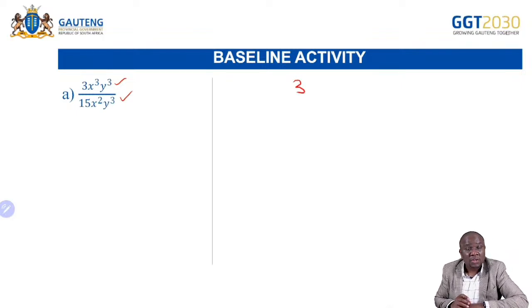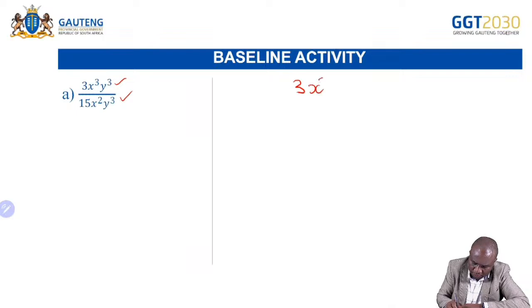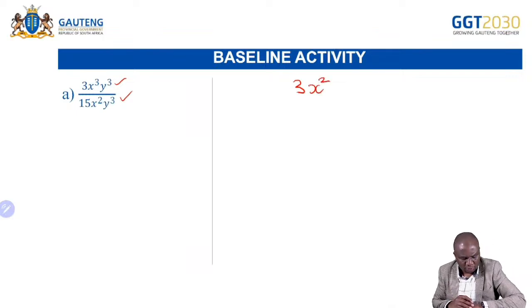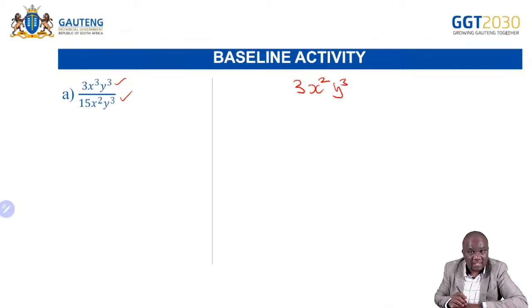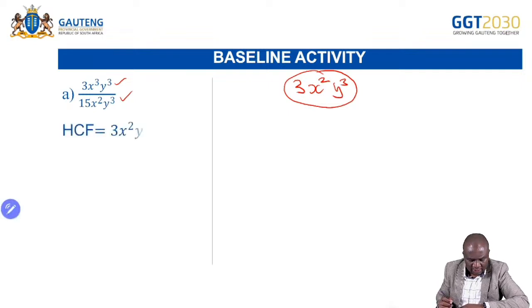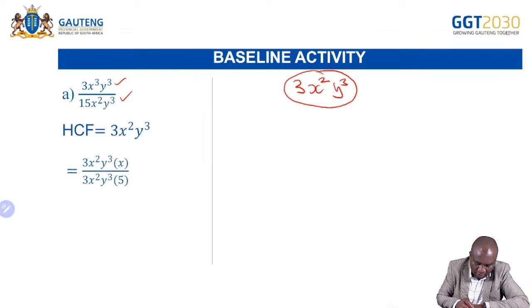And then let's look at the powers. With the base x, we take the power with the lowest exponent. With base x, the lowest exponent is x squared, or the lower exponent, because here we're comparing two things. And with the base y, it will be y cubed. You see that? So it means 3x squared y cubed is the highest common factor for the numerator and the denominator. So we factor it out, and then what we remain with here is x.